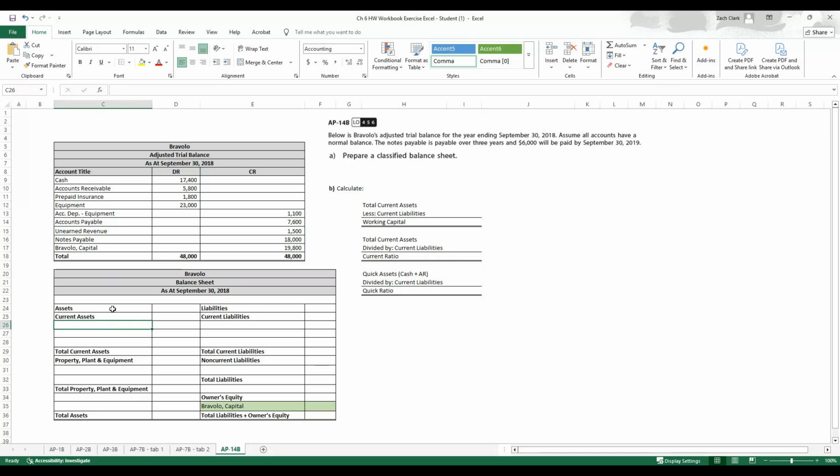So for assets, everything that's going to go into current is going to be cash, accounts receivable, and prepaid insurance. Non-current assets are maybe easy to identify because they've specifically highlighted them as just property, plant, and equipment. That's the only non-current asset we have. And then remember our contra account for that. So then we can just link all the totals.